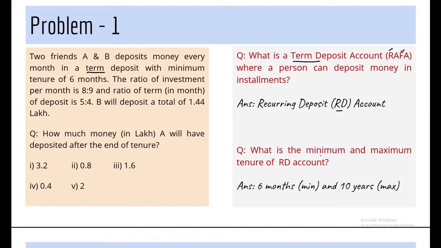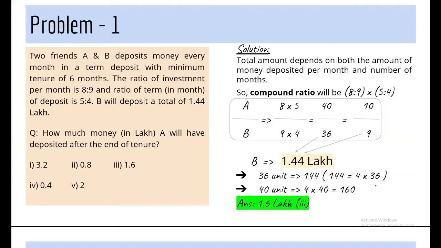The next question is, what is the minimum and maximum tenure for an RD account? 6 months is the minimum tenure for an RD account and 10 years is the maximum. These are the guidelines RBI has provided, but it varies from bank to bank. Let's move on to the solution part.